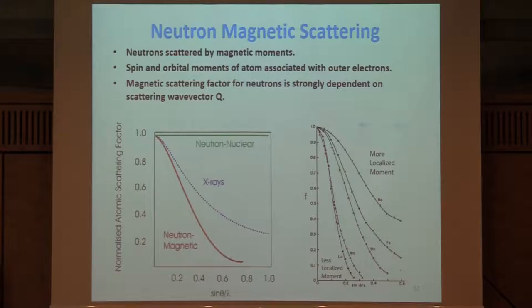But the other problem is that you really quite like to work at large scattering angle because the resolution goes roughly as 1 over cos theta. So you get much better resolution. It's often a good idea to work with higher order diffractions because it puts you in a region where the resolution is good. But with magnetic neutron scattering, where the resolution is good, the intensity is weak. Right, okay.